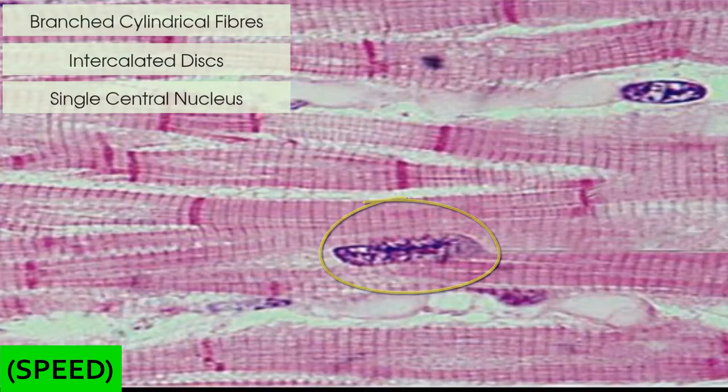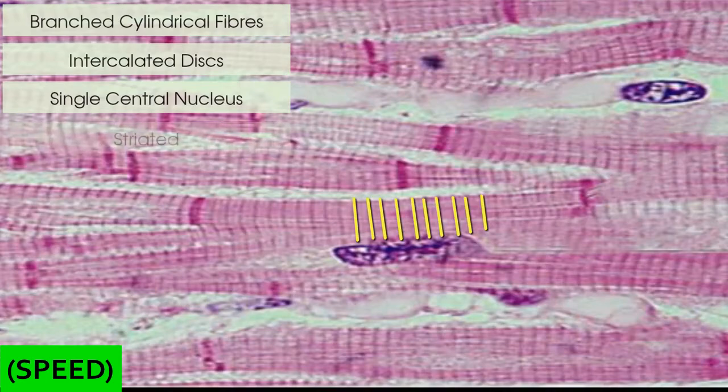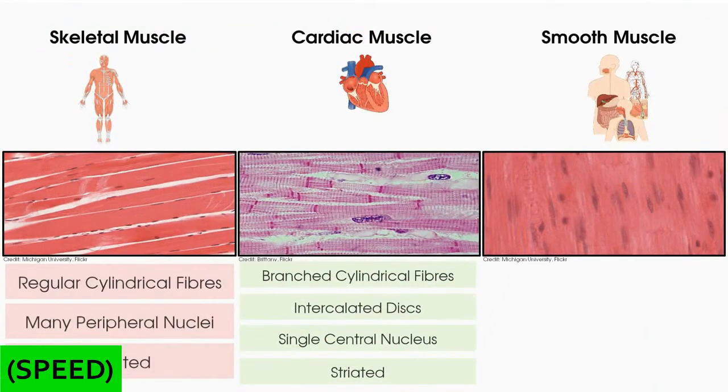And finally, just like skeletal muscle, these cardiac muscle fibres have that stripy look to them, so we can say that cardiac muscle is an example of striated muscle. Finally, we have smooth muscle. It might be more difficult to see, but the key feature to notice is that it doesn't really look like the other two.